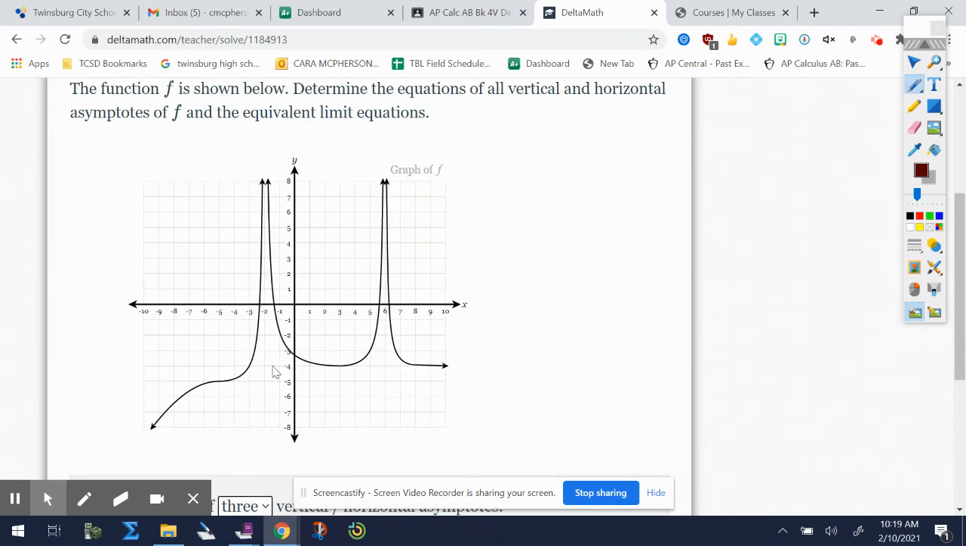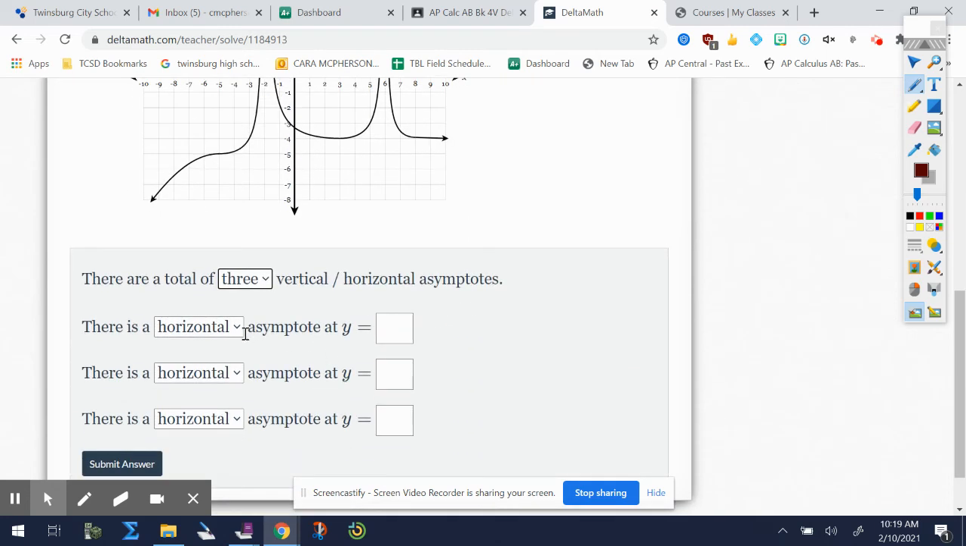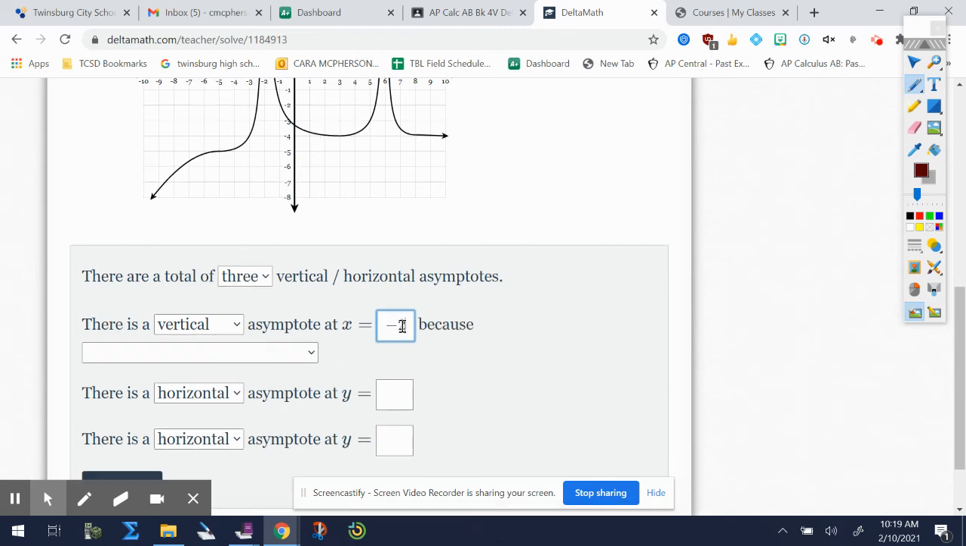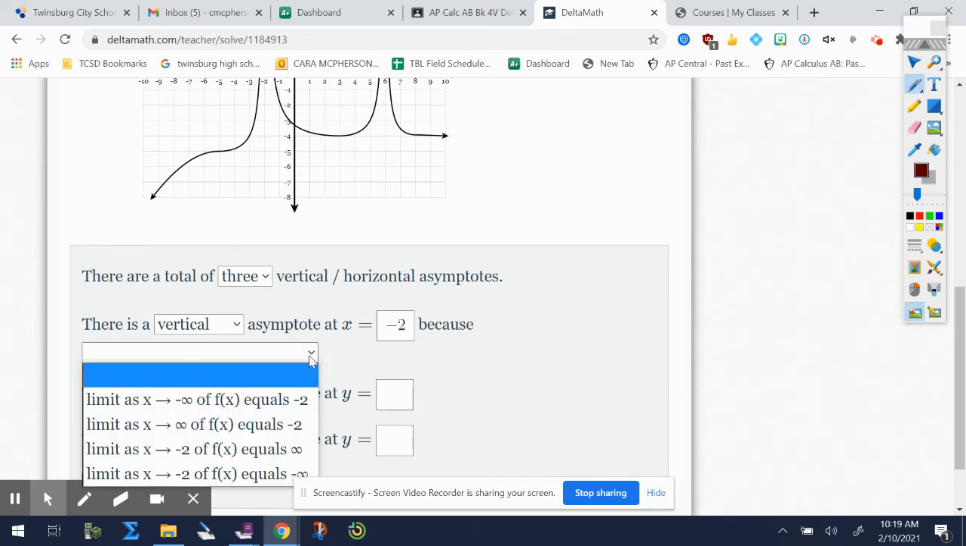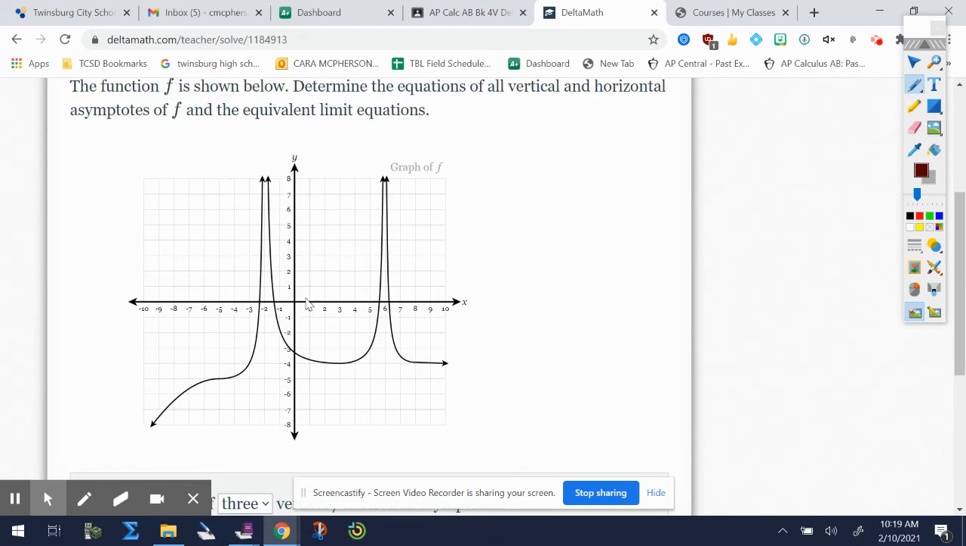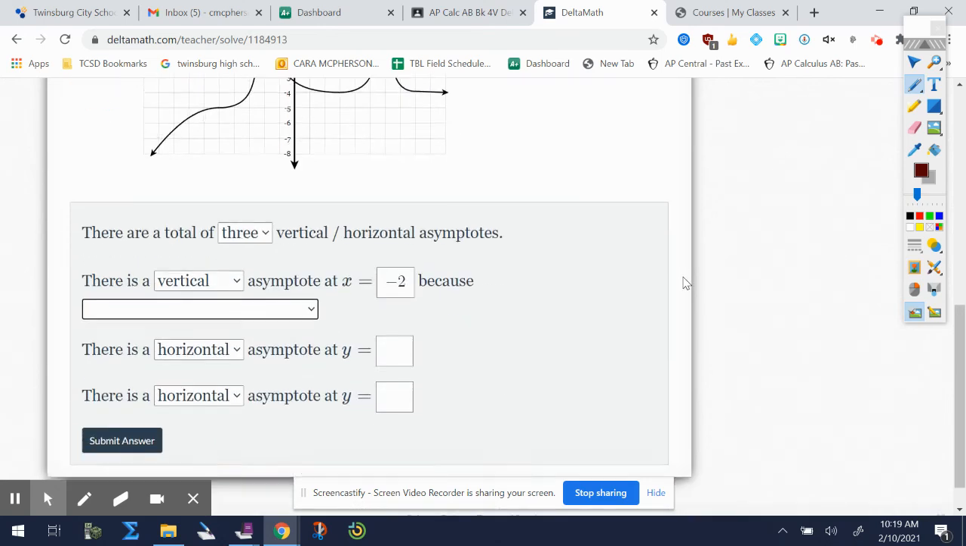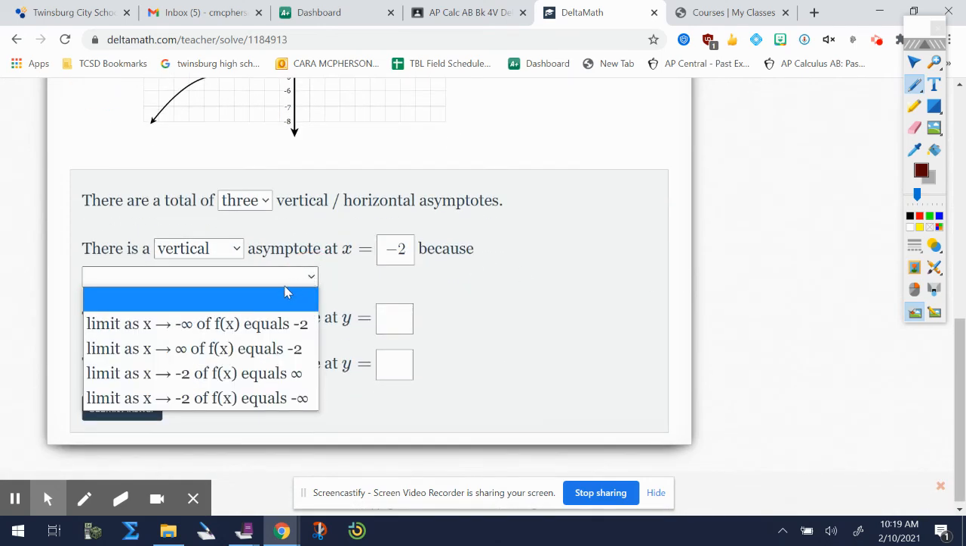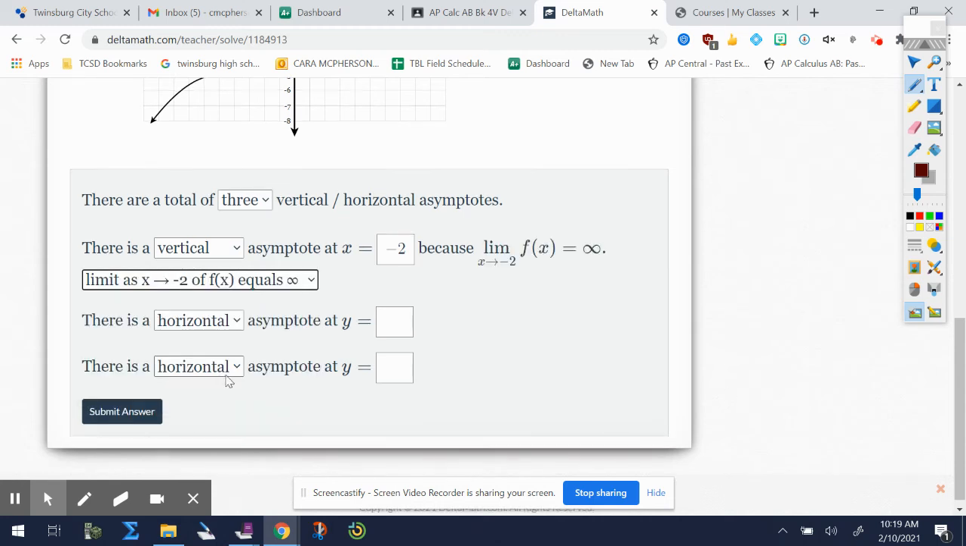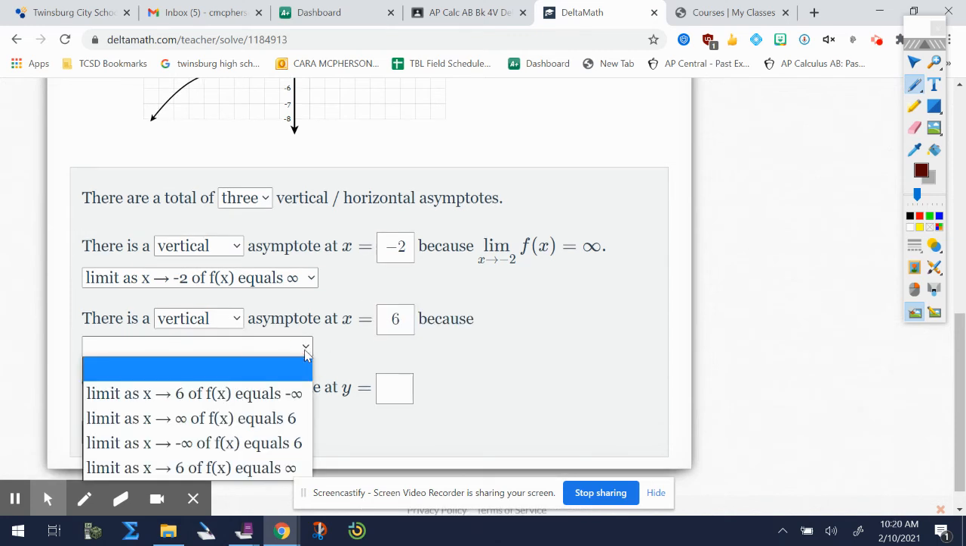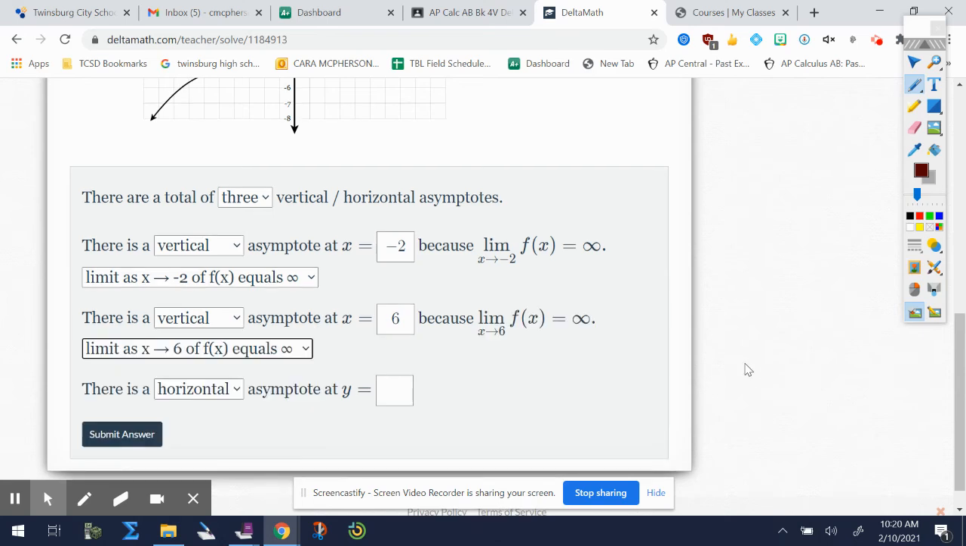So let's start with the vertical. It looks like I have a vertical at -2 and a vertical at 6. So we have a vertical asymptote. It'll automatically switch it to x equals, which is great, at -2. And the reason is, as I approach -2, I'm getting bigger and bigger and bigger. So as I go on the left side and the right side of -2, my limit is getting really large. So as I approach -2, my function is going towards infinity. I also have the same issue at 6. So at x equals 6, I have a vertical asymptote for the same reason. As I approach 6, my function is getting really big.